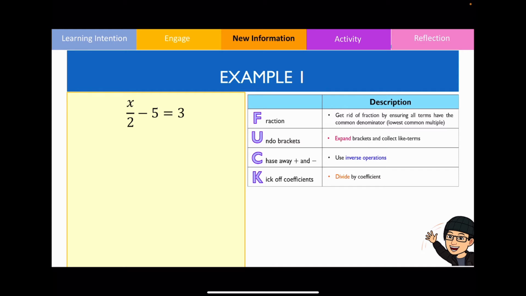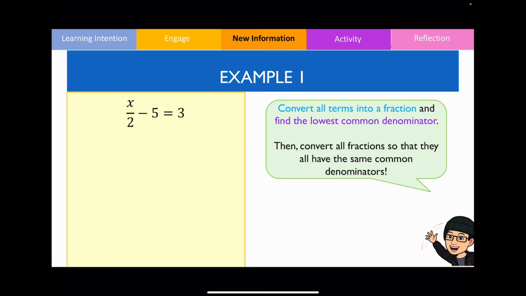Whenever you've got a linear equation that does contain a fraction, what you want to do is convert all terms into a fraction. Remember that terms are separated by plus and minus signs. And what you want to do after that is identify what is the lowest common denominator.